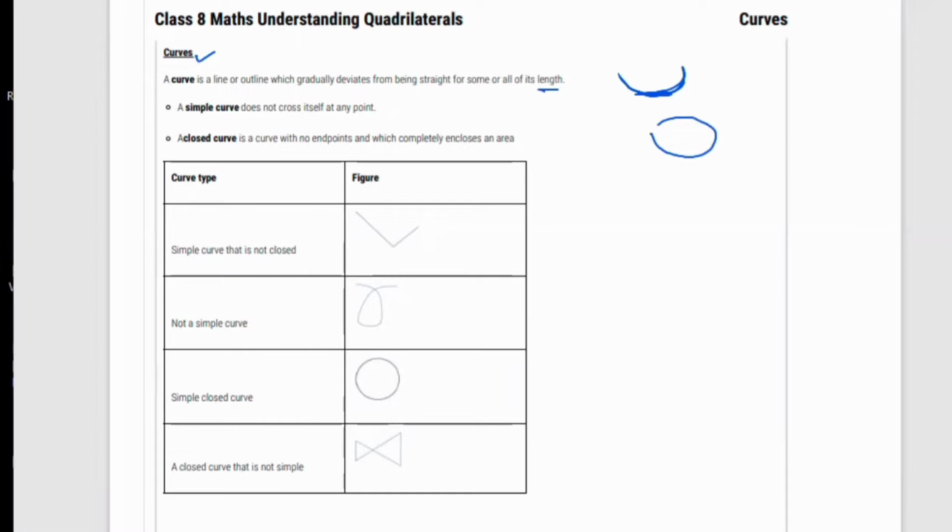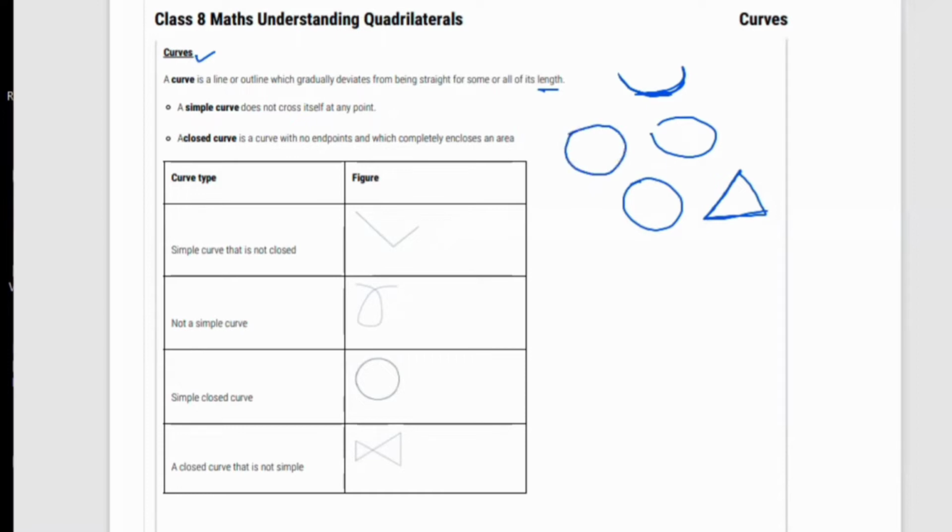Next one is a closed curve. A closed curve is a curve with no endpoints and which completely encloses an area. It may be a circle, or this is also closed, all these are closed. Closed, enclosed means no portion will be exterior, all will be interior.